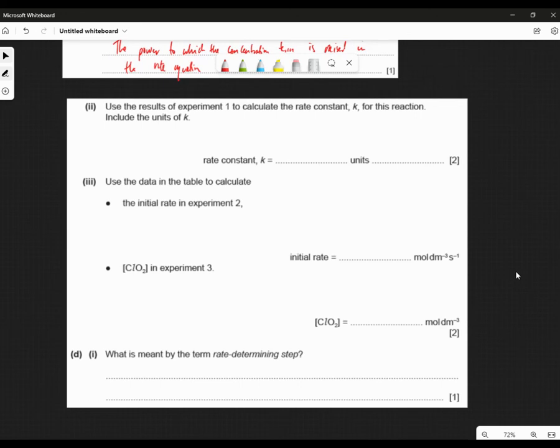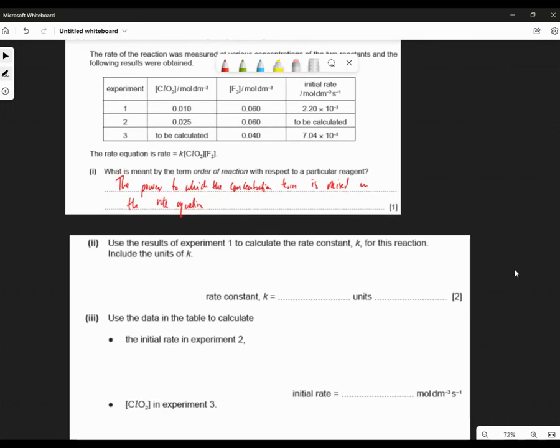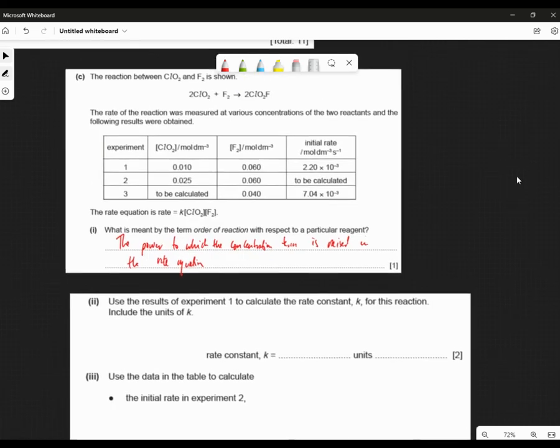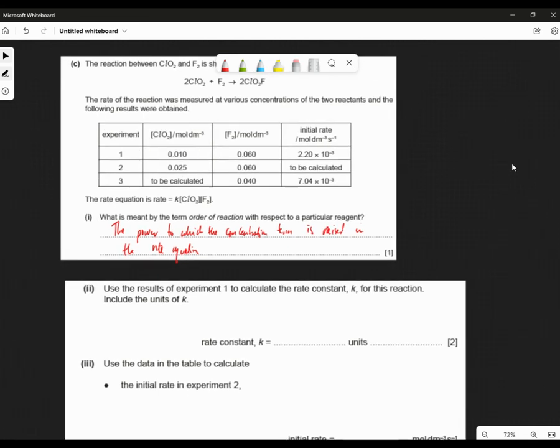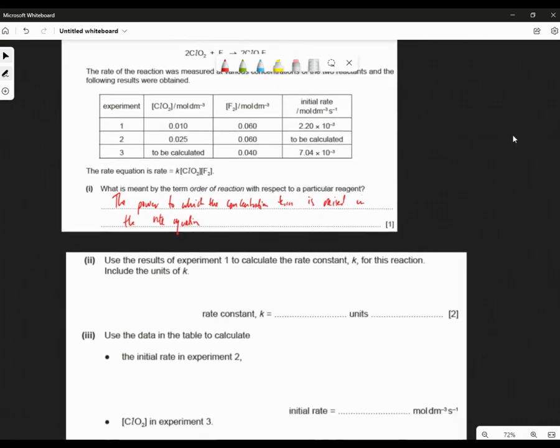Use the results of experiment 1 to calculate the rate constant for this reaction, including the units. Okay, so which is experiment 1? Do we know the rate constants here? Hold on, I think I'm rushing this. The rate of reaction is measured at various concentrations, and the following results were obtained. There you go. That's what I was looking for, the rate equation. We don't have to work it out. Right, so use the experiments there.